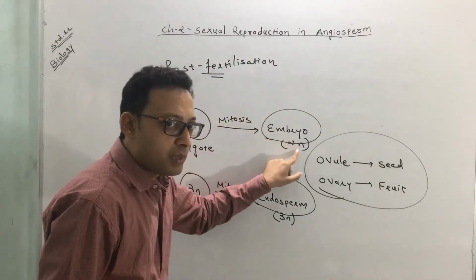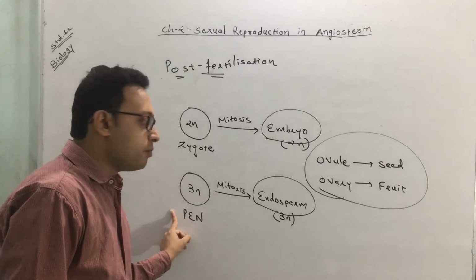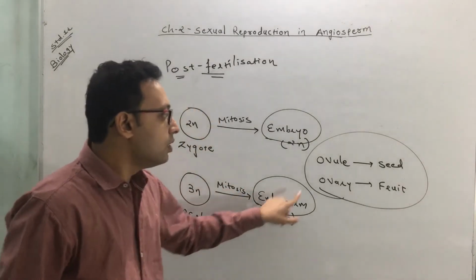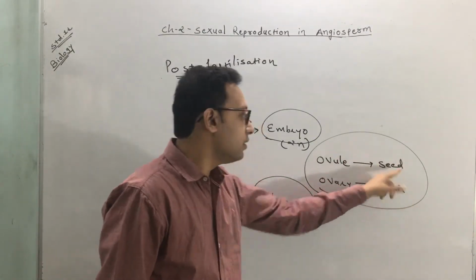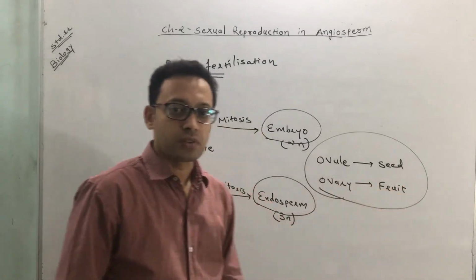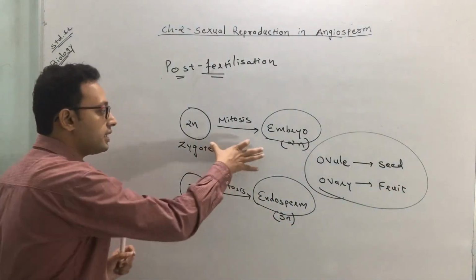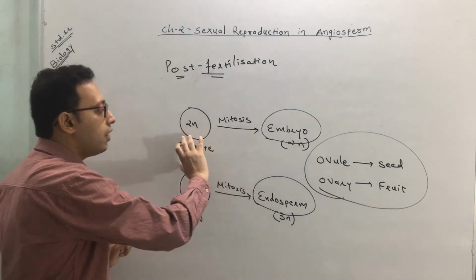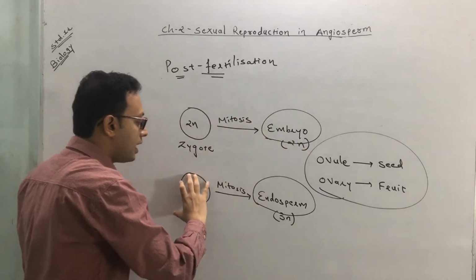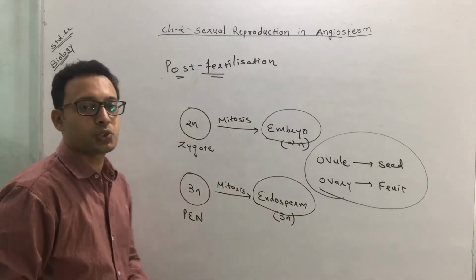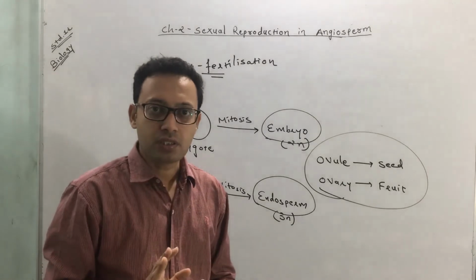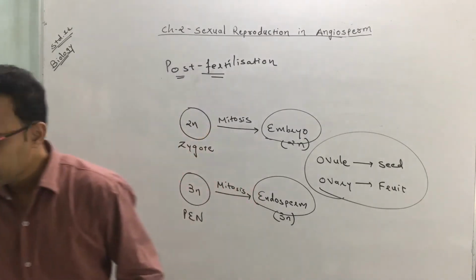Zygote converts to an embryo, primary endosperm nucleus converts to an endosperm, ovule converts into a seed and ovary converts into a fruit. In this session, we will discuss how the zygote converts to an embryo and how the primary endosperm nucleus converts to an endosperm. Okay students? So let's start.